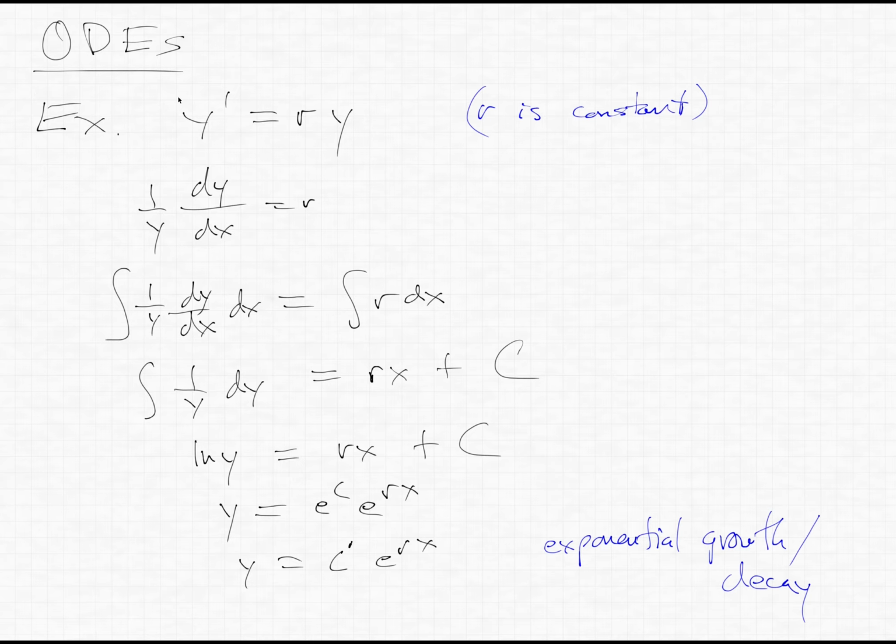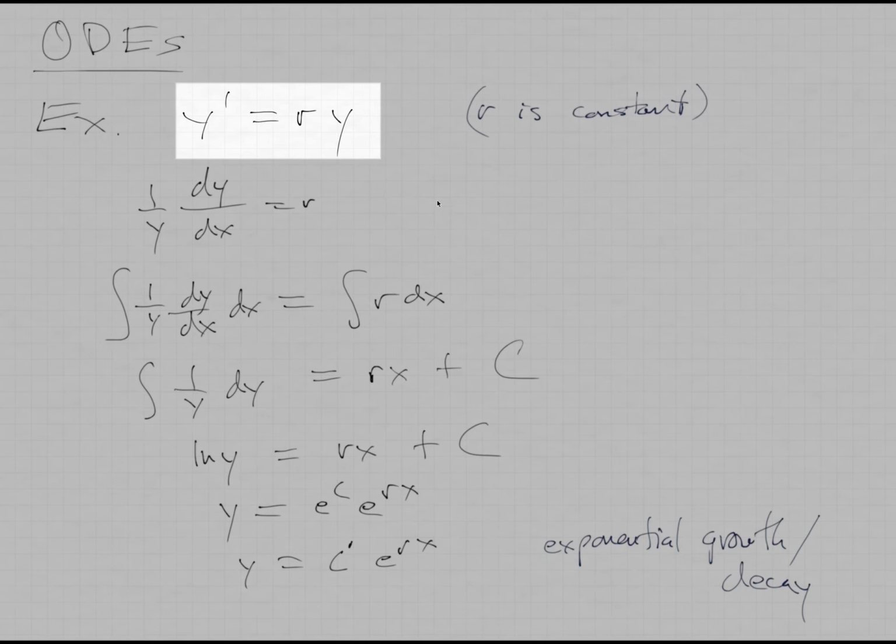So let me just review a simple example of a differential equation. Take the equation y prime equals r times y, where r is a constant. Y is the dependent variable, a function of x, and we want the derivative of y to be proportional to the value of y itself. If I rewrite this slightly, I'm going to rewrite y prime as dy/dx, and bring the y from the right side over to the left side, write it as 1/y, and leave the r on the right side.